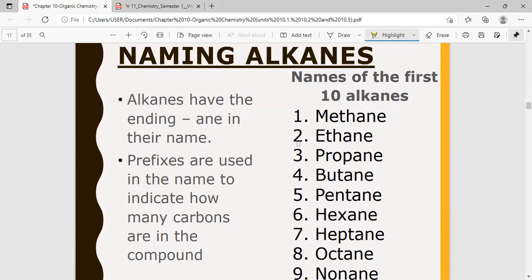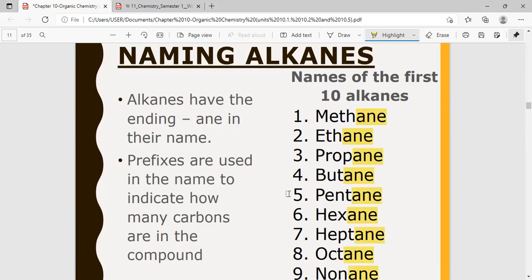For example, let us say you are 11-5 students. You don't all have the name 11-5, right? So 11-5 is something like the alkane homologous series. Each of you has your own name. In the same way, each member has its own name. The naming is quite easy because all alkanes end with ANE. So you see here, methane, ethane, propane, butane, pentane, hexane, heptane, octane, nonane.